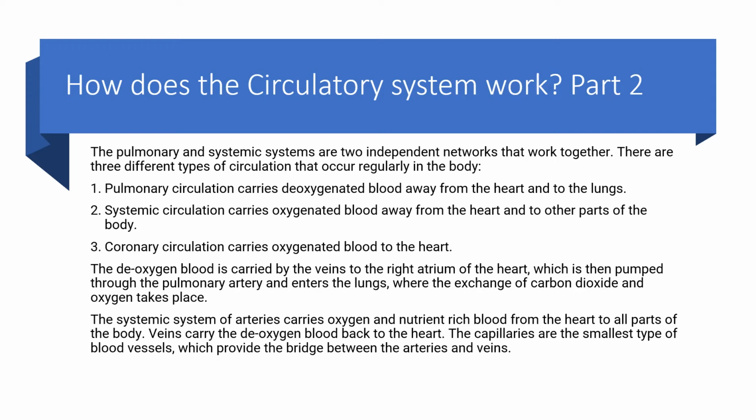The deoxygenated blood is carried by the veins to the right atrium of the heart, which is then pumped through the pulmonary artery and enters the lungs, where the exchange of carbon dioxide and oxygen takes place. The systemic system of arteries carries oxygen and nutrient-rich blood from the heart to all parts of the body. Veins carry the deoxygenated blood back to the heart. The capillaries are the smallest type of blood vessels, which provide the bridge between the arteries and veins.